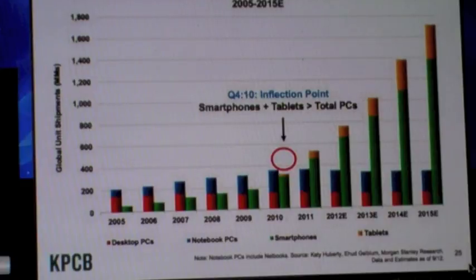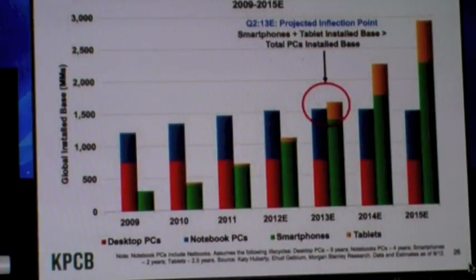These are shipments. Let's take a look at use or installed base. These are how much stuff there is out there. This year, she estimates, for the first time ever, there are going to be more smartphones and tablets in existence than notebook PCs and desktop PCs. Mobile. Big deal, folks. Big, big deal. 2014, there'll be more smartphones than there will be desktop PCs and notebook PCs combined. So that's the big tech trend to watch. I don't think we have seen anything yet.